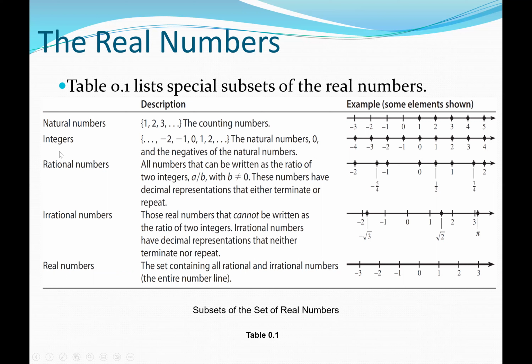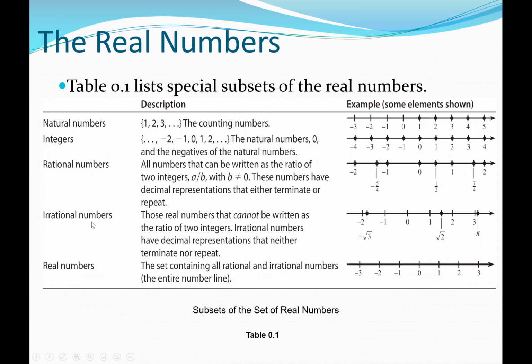Now with the integers, we start from negative infinity to positive infinity. Then a rational number is any number that can be written as the ratio of two integers. Example, A over B. B shouldn't be 0 because any value divided by 0 has no solution.